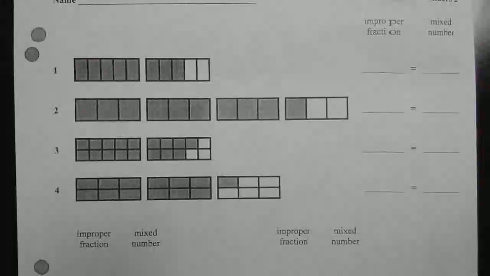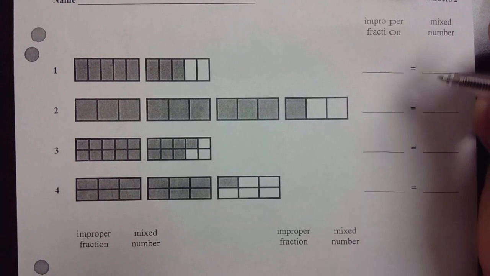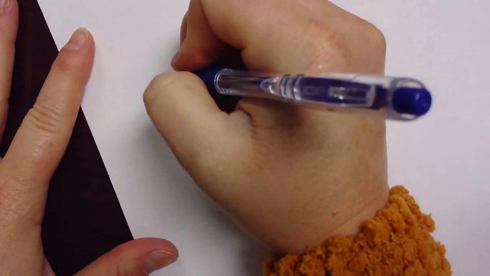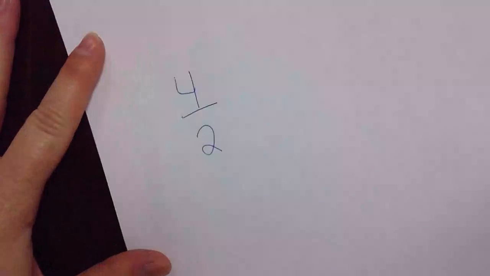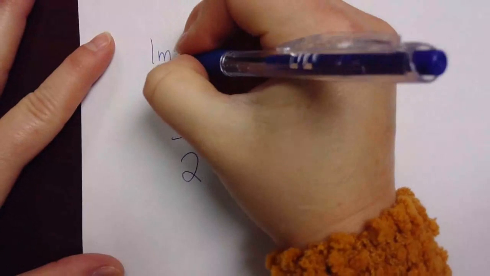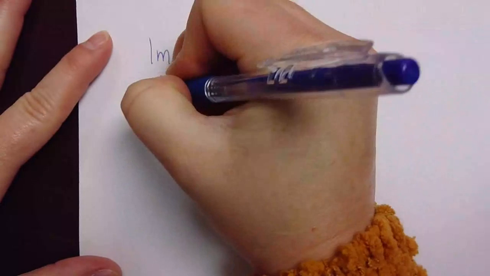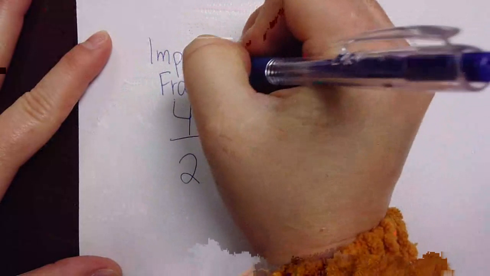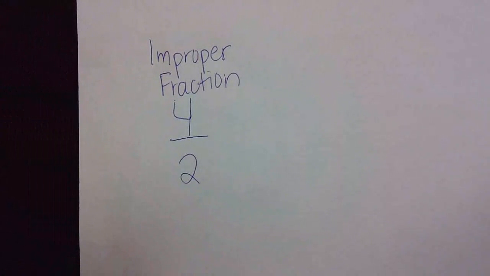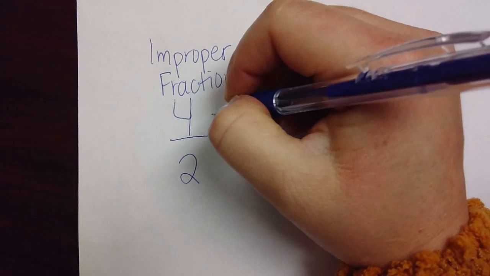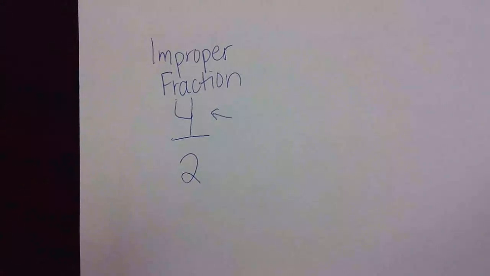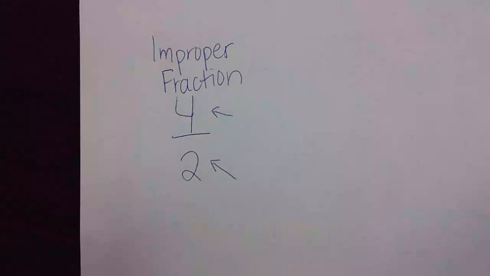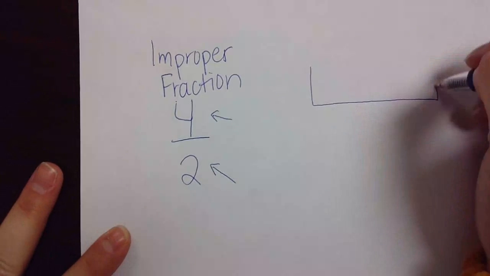Hey y'all, we're going to keep learning about improper fractions and mixed numbers, okay? An improper fraction is going to be something like 4 halves. This is an improper fraction. The reason this is an improper fraction is because usually you see things like 1/2, where the numerator is less than the denominator. But notice here that our numerator, 4, is greater than our denominator. So if I had 4 halves, we'll take a look.